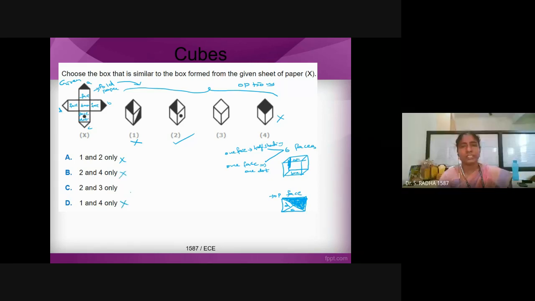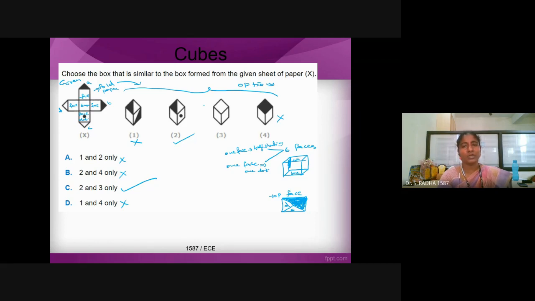In 3, two faces are not visible to us. So they may be having one half shading and one dot. So option 2 and 3 may be the possible answer, because in 3, two faces are not visible to us. There may be a possibility of half of a face shaded and one dot also present, because the bottom is also not visible.